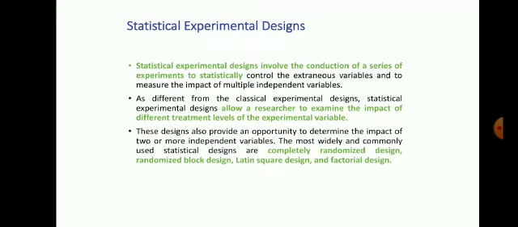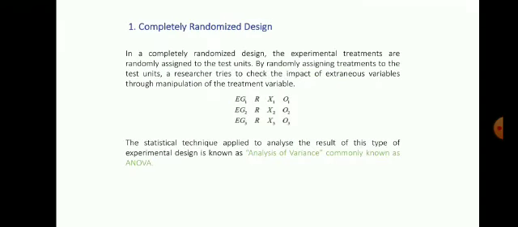Now we are moving towards the last part of the experimental design, and that is the statistical experimental design. As the name suggests, it involves the use of the experiment to statistically control the extraneous variable and to measure the impact of multiple independent variables on the dependent variable. Three designs we need to understand as a part of the statistical experimental design: completely randomized design, randomized block design, Latin square design, and factorial design.